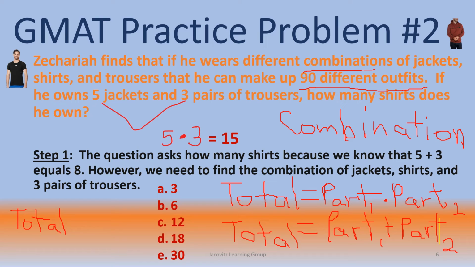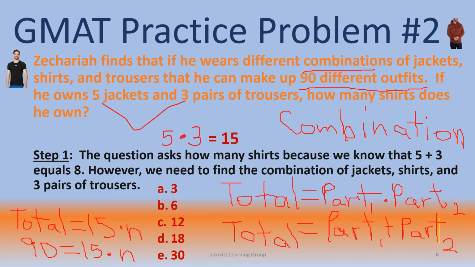Your total is equal to 15 times n. So if you write that, you have 90 equals 15n. And remember, I said over here you either add or you multiply. And so here, what I'm going to do is go ahead and multiply. And if you know your times tables, you already know the answer.